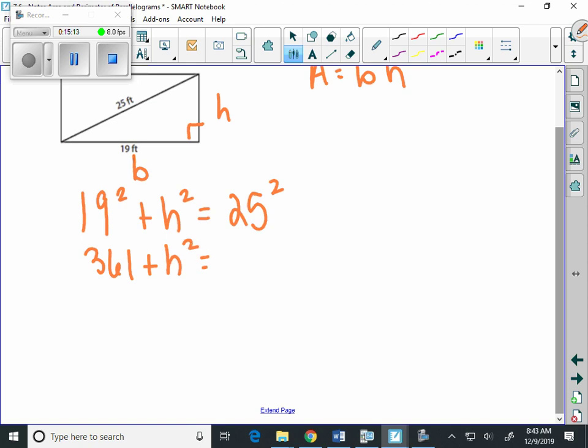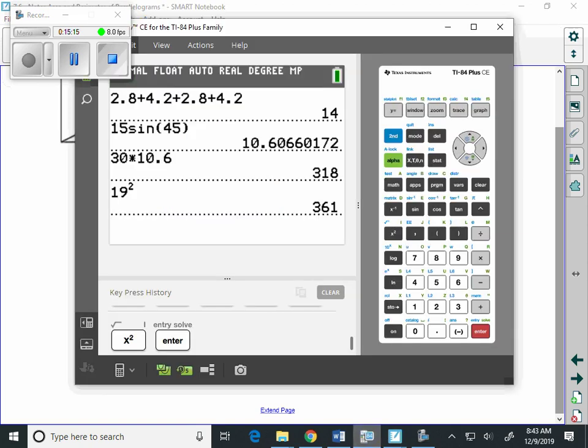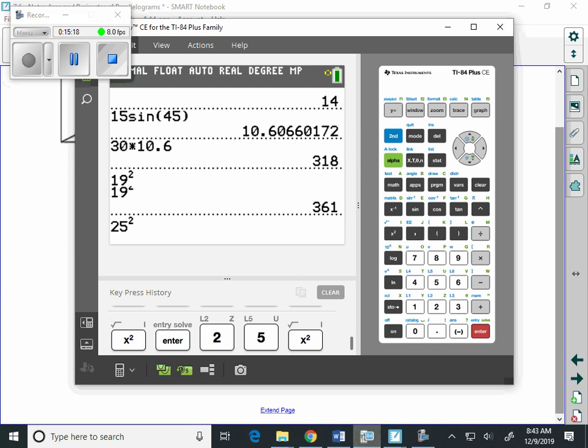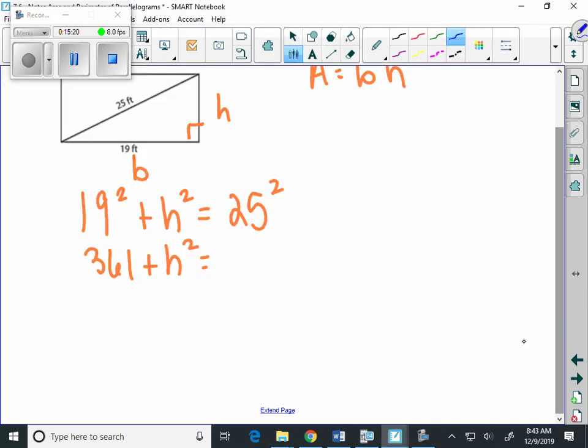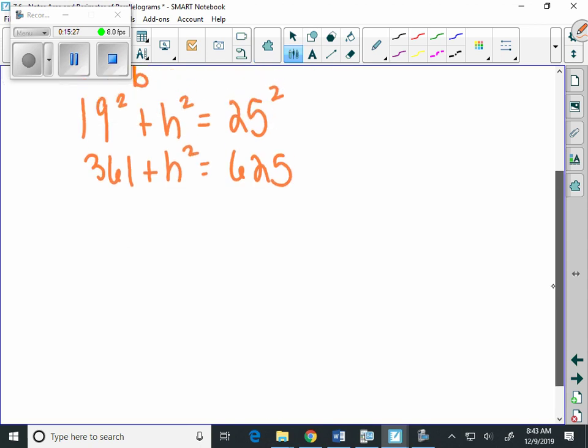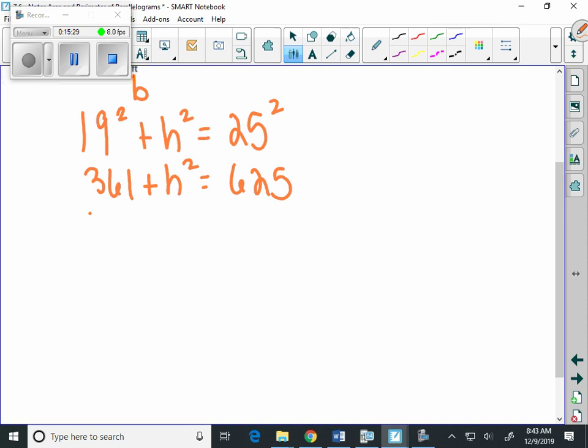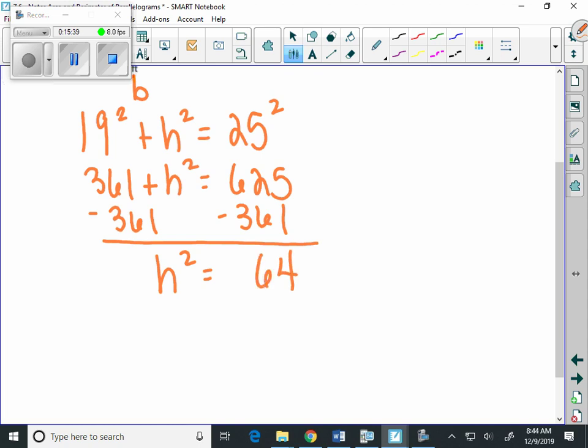Plus h squared equals 25 squared, which is 625. And now we can solve. Subtract 361 from both sides. And 5 minus 1 is 4, 12 minus 6 is 6, and 5 minus 3 is 2. I think it's 264. And then lastly here, we need to take the square root of both sides.